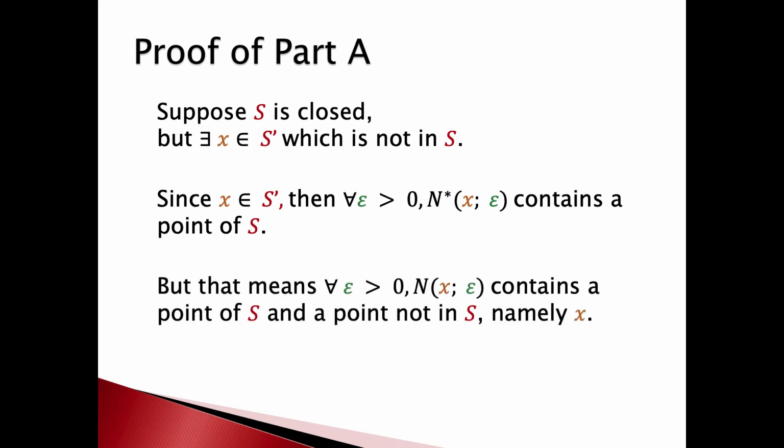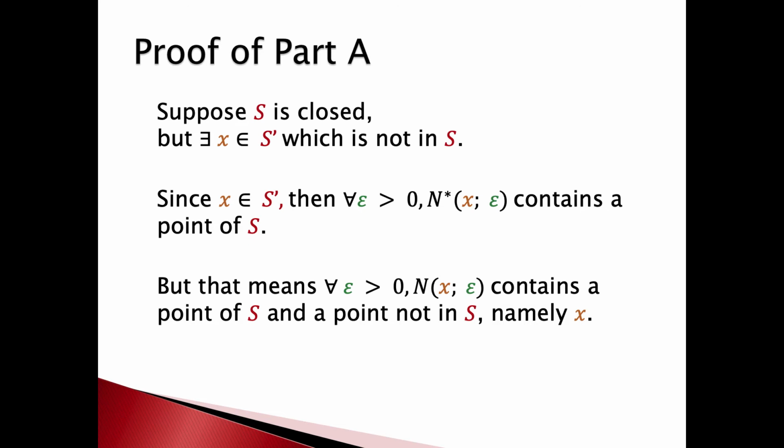But that's really cool because what that means is the non-deleted neighborhood, right, has a point in S that comes from the deleted part and a point which isn't in S. Which point is that? Well, that's X because we assumed that X was an accumulation point but not in S. And of course, that's the definition of being a boundary point. The definition of being a boundary point was that every epsilon neighborhood contained a point in S and a point that wasn't in S. In other words, it intersected S and it intersected the complement.